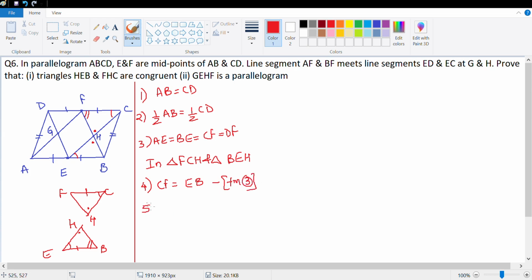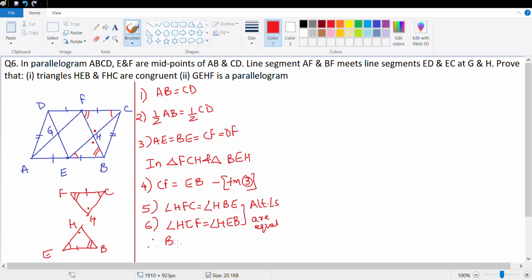Number 5 would be angle. I haven't marked this as double. Yeah, so let me mark this as well. Perfect. So angle HFC is equal to angle HBE. Perfect. Why? These are alternate angles. And number 6 would be angle HCF is equal to angle HEB. This is alternate angles are equal.